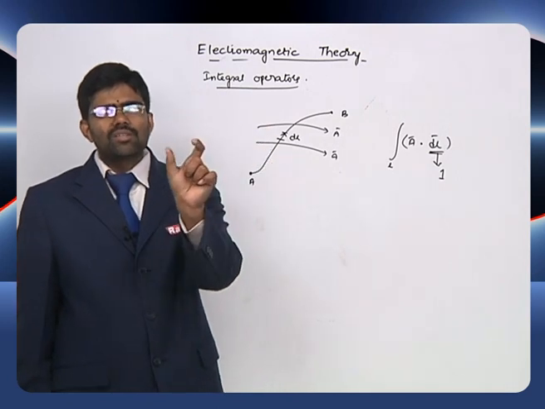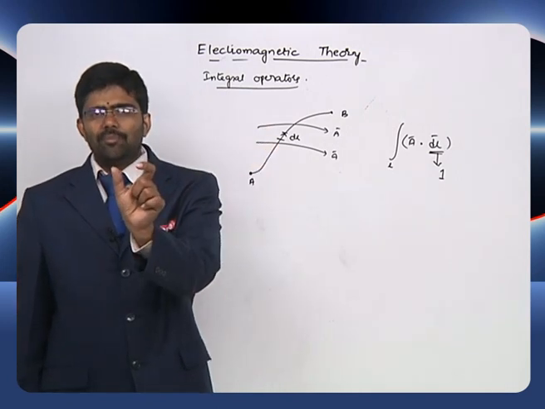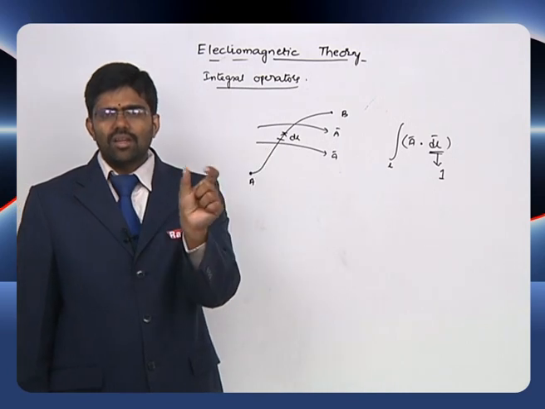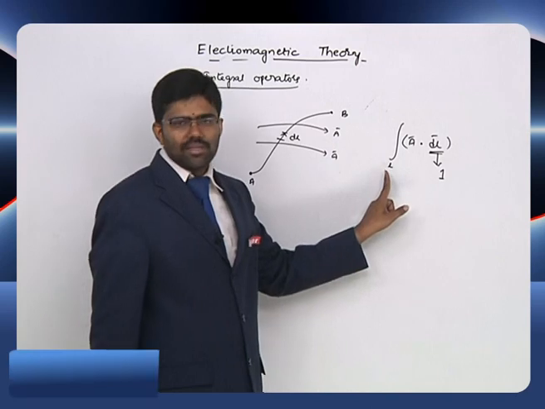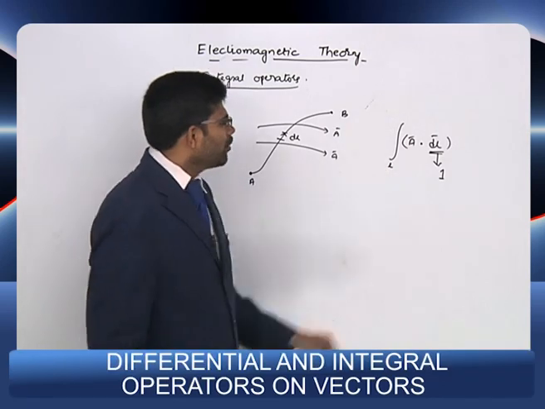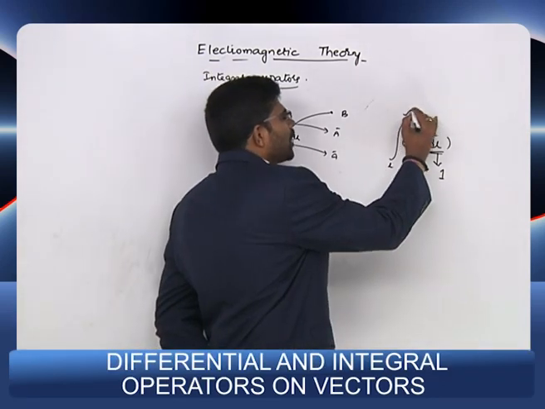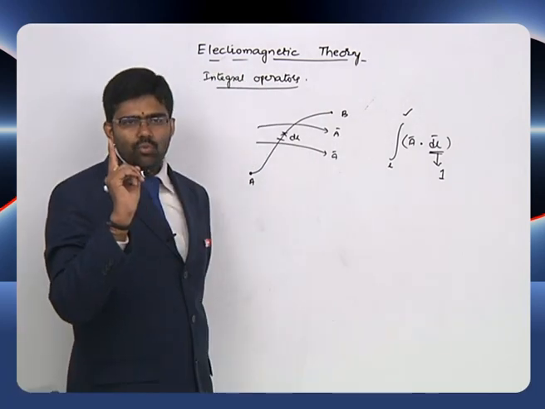Or dy ay, or in spherical coordinate system, dr ar, d theta a theta, like that, only one integration will be there for this line, right? So clearly remember that whenever we are integrating with respect to the line, the integration is only once.